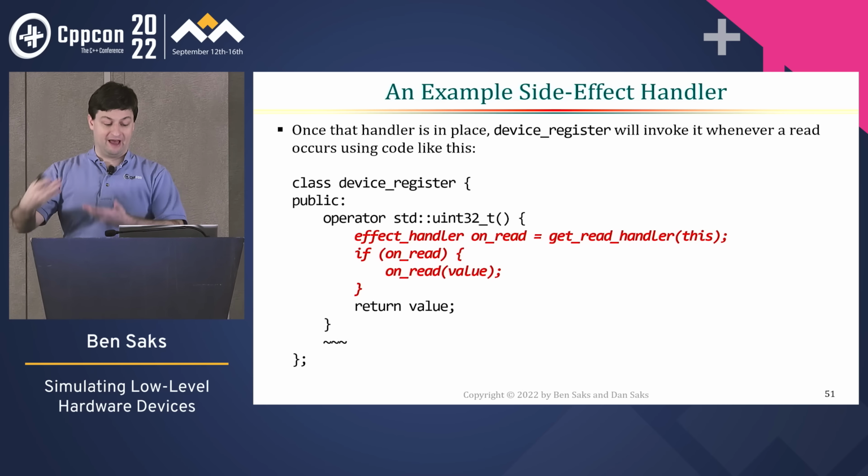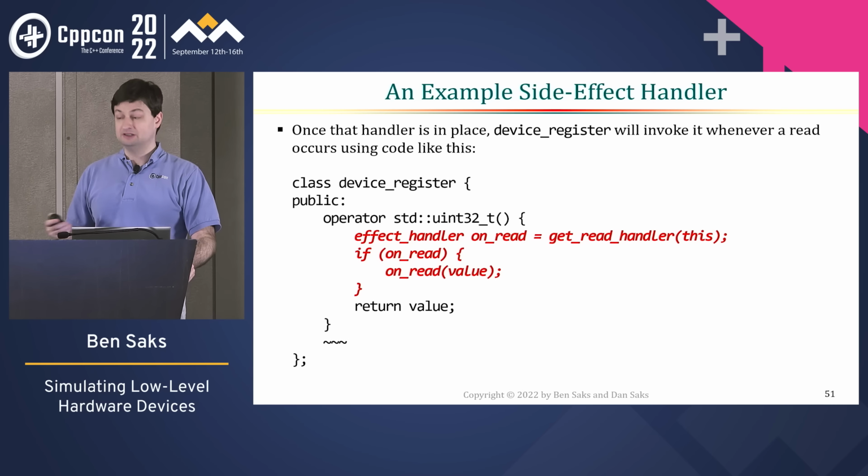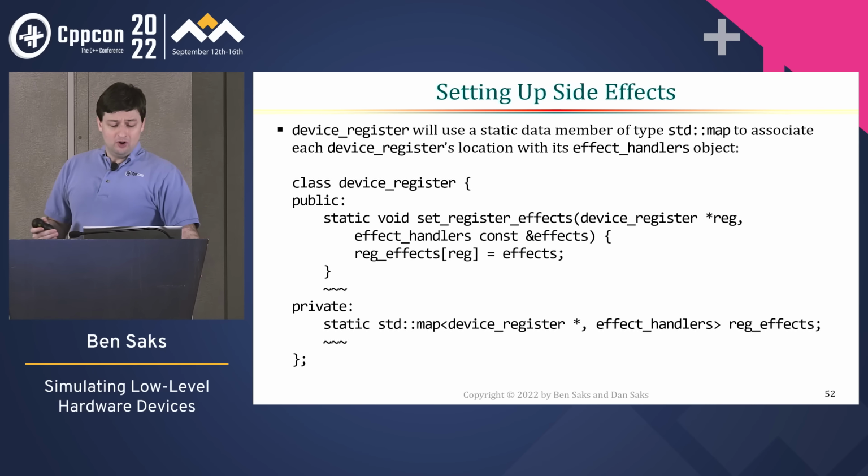So how will we associate these device registers with their effect handlers? For this, there are lots of ways we could do that. In this case, I'm going to use a map to do the association. So I'm going to create a map as a static data member of my device register type and have a static member function, set register effects, that takes in the address of a register and the set of handlers for that register and enters that into our map.